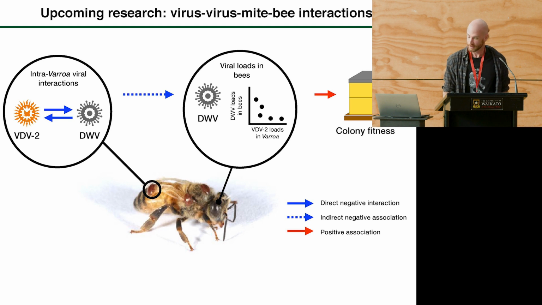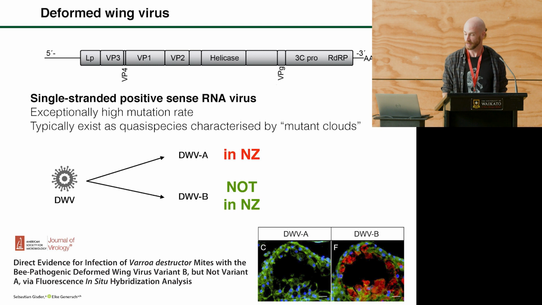So deformed wing virus is a single-stranded positive-sense RNA virus, and these kinds of viruses are characterized by really high mutation rates by design. And that has a consequence: they typically exist as quasi-species characterized by mutant clouds. So a bunch of different variants moving together through hosts with tiny or larger variations.